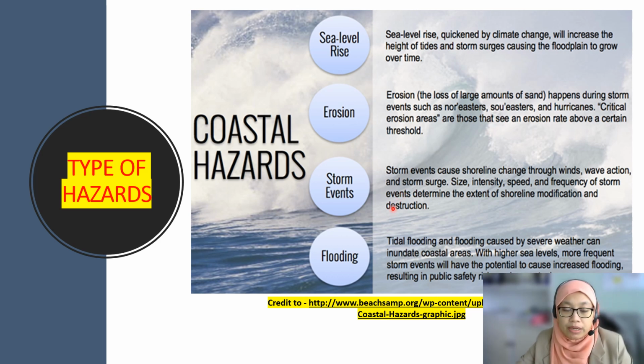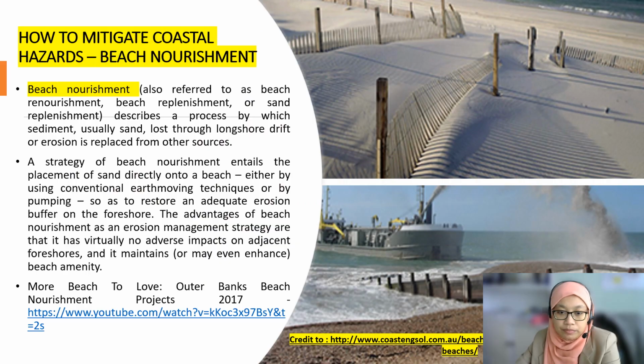We also have coastal hazards coming in from storm events, as I mentioned, through the winds, through the monsoons. We also have effects if the coastal areas are being flooded. This flooding usually comes during tidal flooding or severe weather, with high amounts of rain coming in, and then this will couple with the sea level rise.